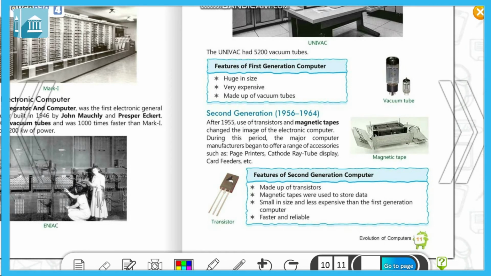Features of second generation computer. Second generation computers were made up of transistors. Magnetic tapes were used to store data. First generation computers were too big, but second generation computers were small in size and less expensive than the first generation computers, faster and reliable.